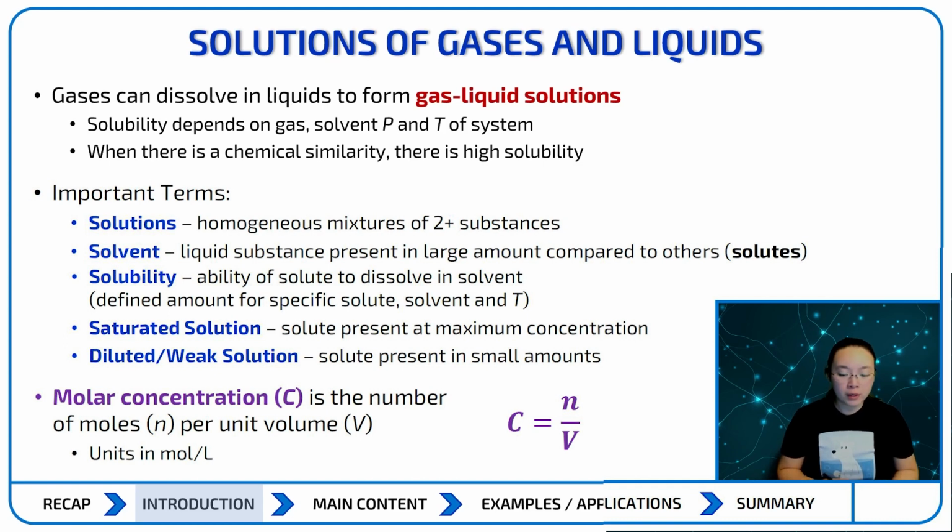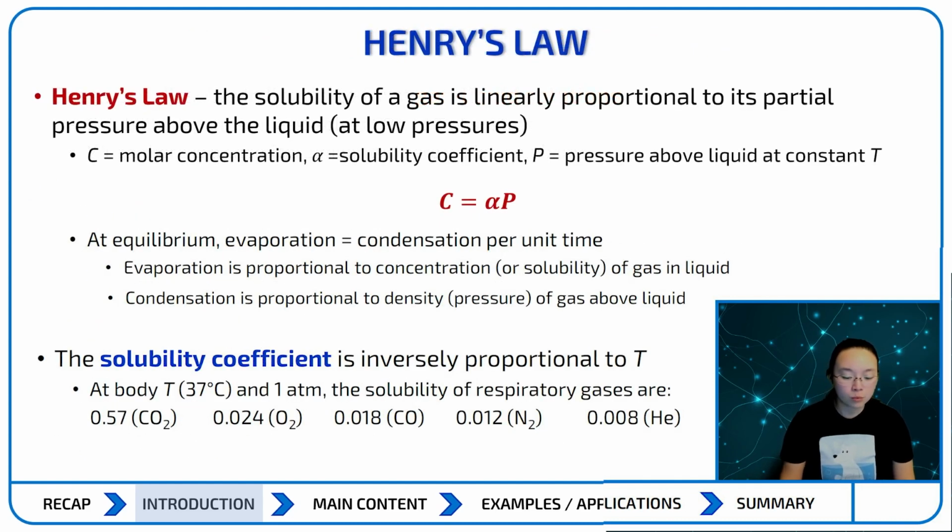So we already know that gases and liquids can now mix, but how likely are they going to do so? This is where we end up going through Henry's law. So Henry's law talks about the solubility of a gas, and it states that the solubility of a gas is going to be linearly proportional to its partial pressure above the liquid at low pressures. So what this is telling us is that for example, the higher the partial pressure of your gas, the more it's going to be soluble.